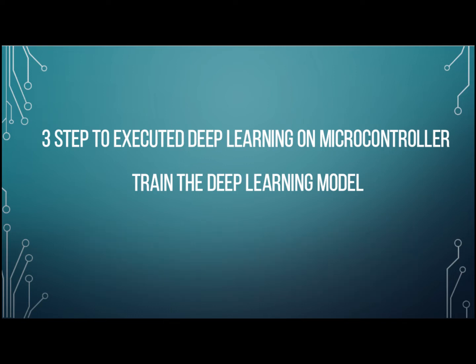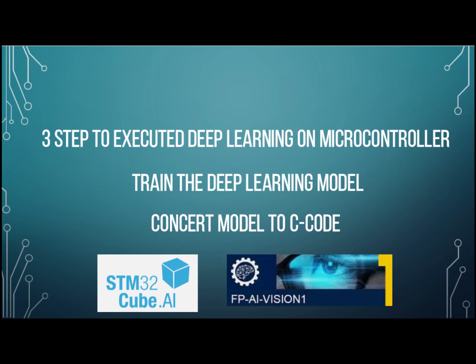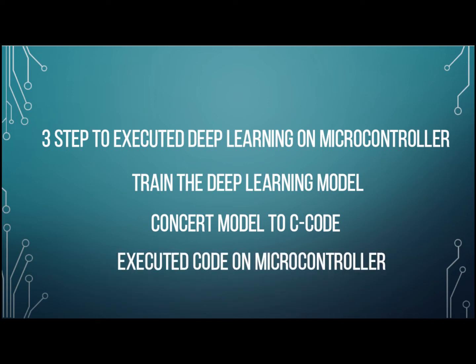The second step is to convert the model to C code or any code that can be read on a microcontroller. For the STM32 microcontroller board, we can use STM32 Cube AI and the FP-AI Fusion Pack to convert this model to C code. And the last step, we execute the code on the microcontroller. In this step, the microcontroller will read the code and start to operate.